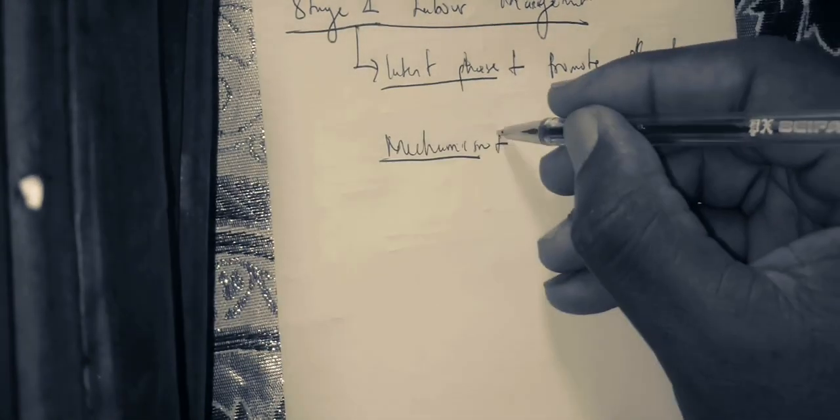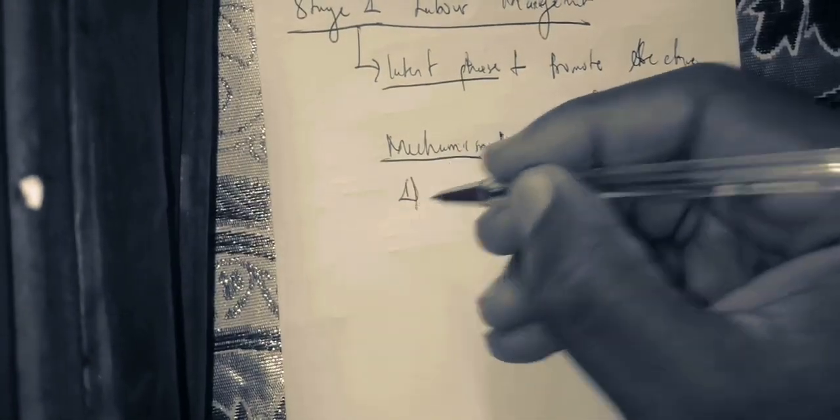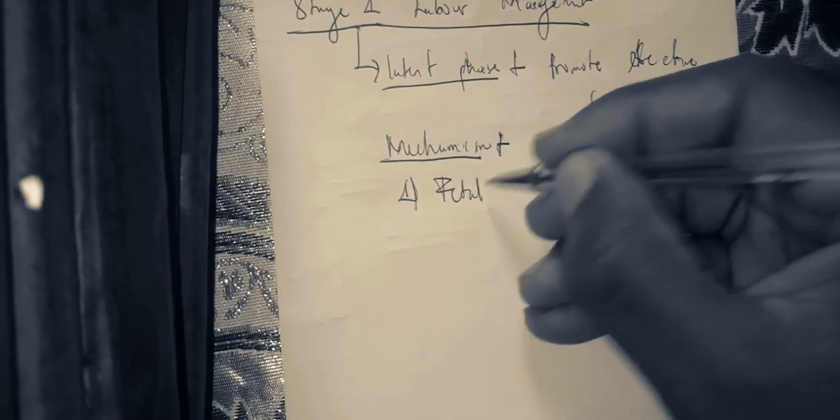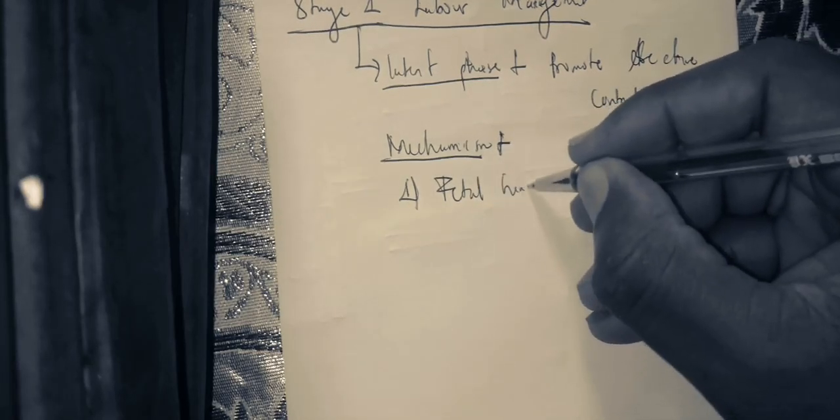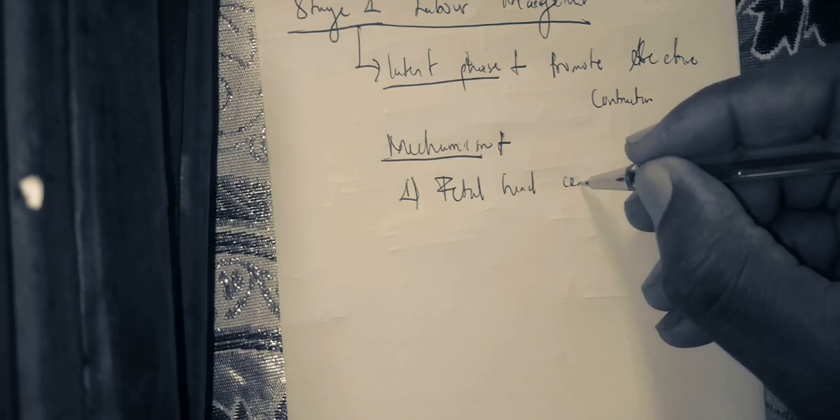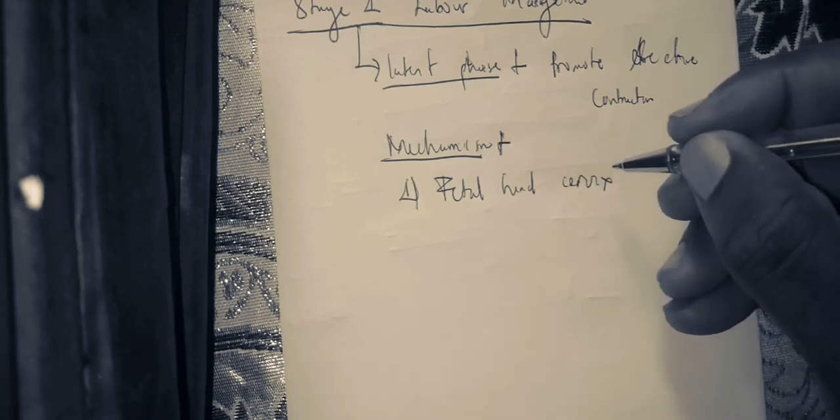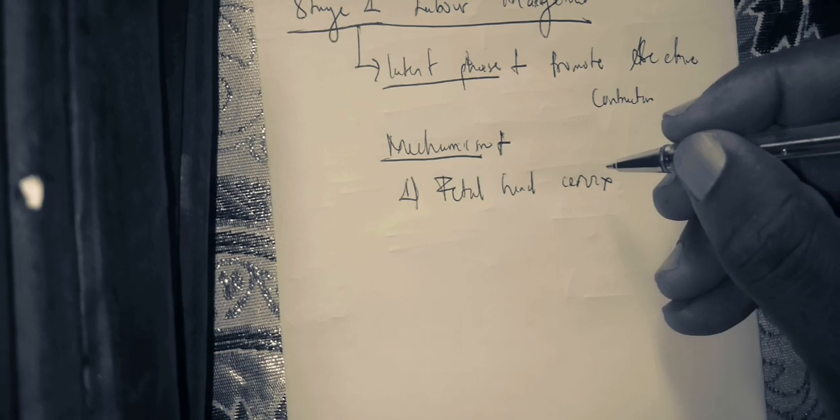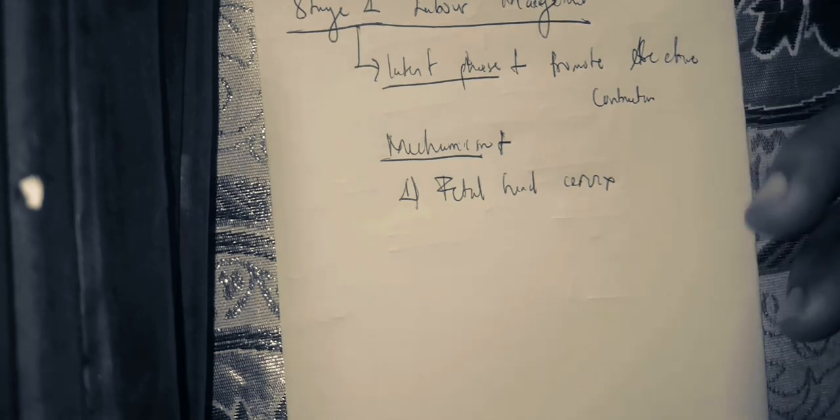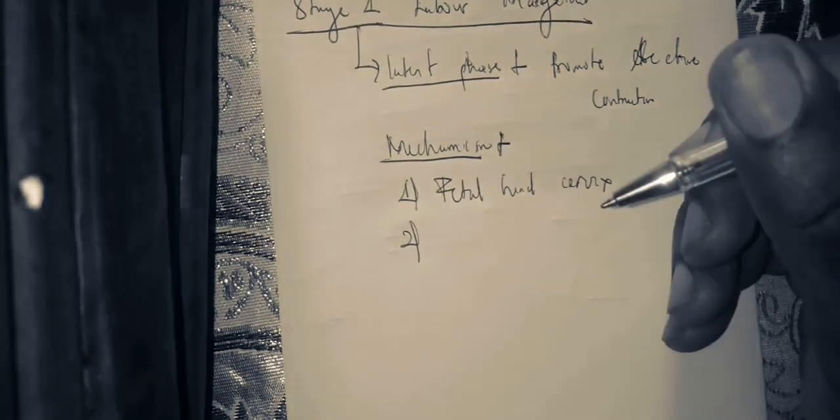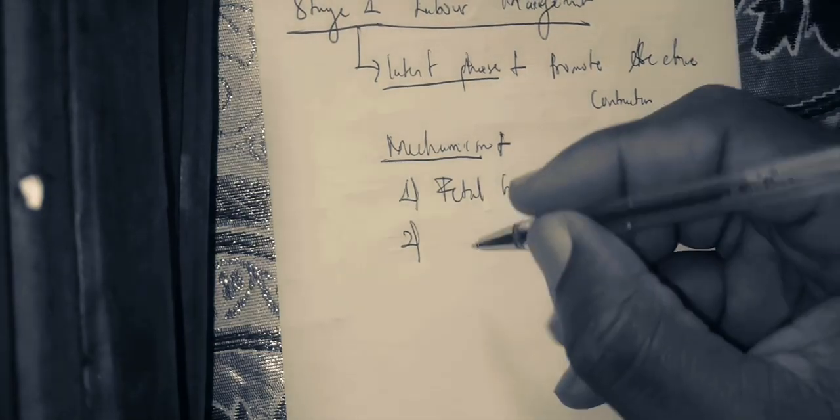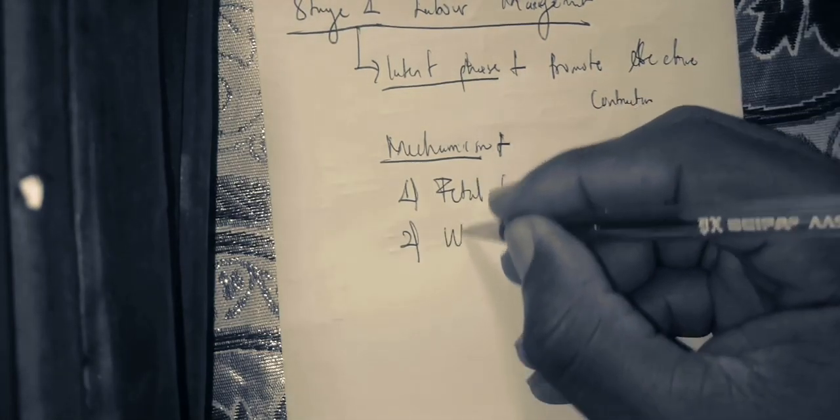The first mechanism of cervical dilatation is the fetal head pressing at the level of the cervix. The second mechanism in cervical dilatation is the uterine contractions.